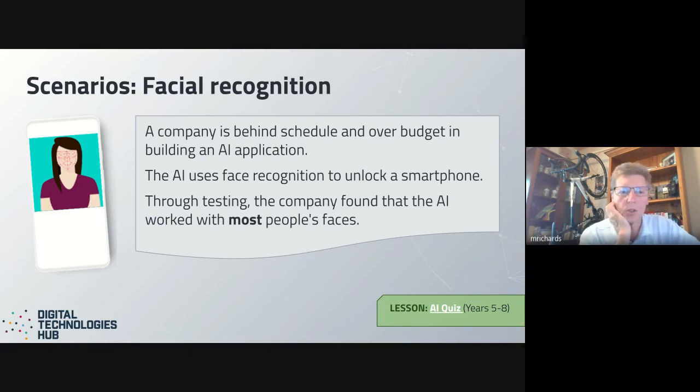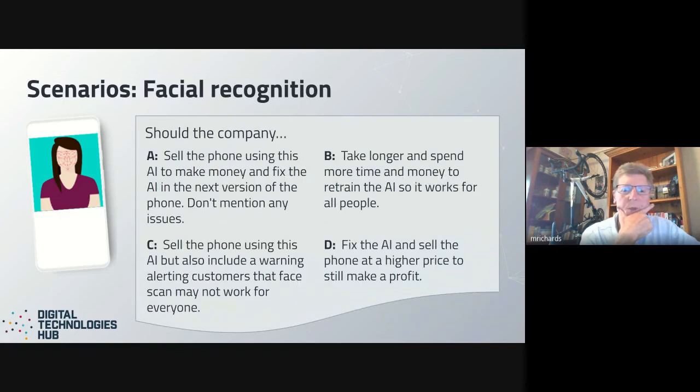And this company is designing an AI application. It uses facial recognition to unlock the smartphone, all good. But through testing, the company found out the AI only worked for most people, but not all. Okay, so they went back to the drawing board. What did they do? Let's have a look in the next situation. So A, B, C, or D. So A is, hey, let's sell the phone using the AI, we'll make the money and then we'll make the fix in the next version, we'll just fix the issue and we won't mention there's any issues.